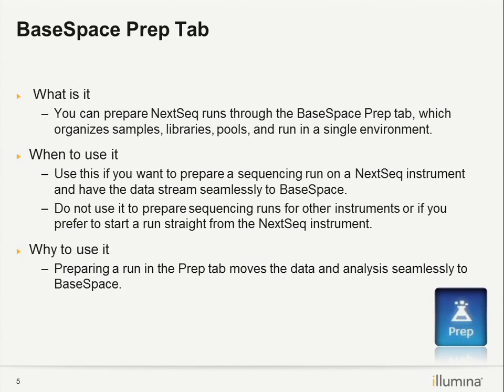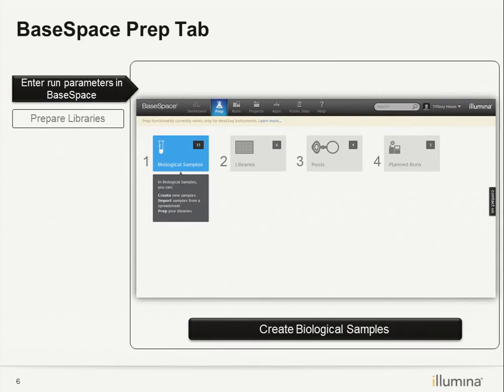But if you want to do it as standalone, then you don't need to care about all this, because you just need a sample sheet after the run completes, and then you prepare the multiplexing. Okay? And this is the screen capture of the Prep Tab.